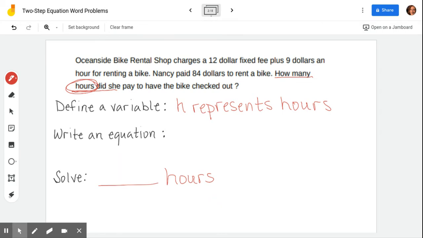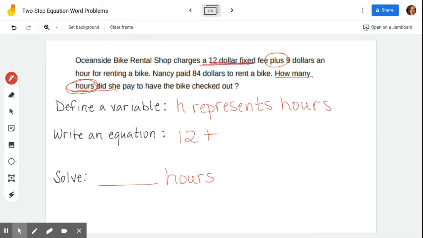So now my equation, now I've got to go back up to the rest of this stuff. We talked about how fixed means steady, right? Constant. It's $12 no matter what. So you pay $12 no matter if you have the bike for 5 minutes or 5 hours, you're paying that $12 apparently. So I'm going to write down 12. Then I want to ask myself, am I going to add on to that or take away from it? Well, it says right here plus $9 an hour. So I know I'm adding on to that 12.